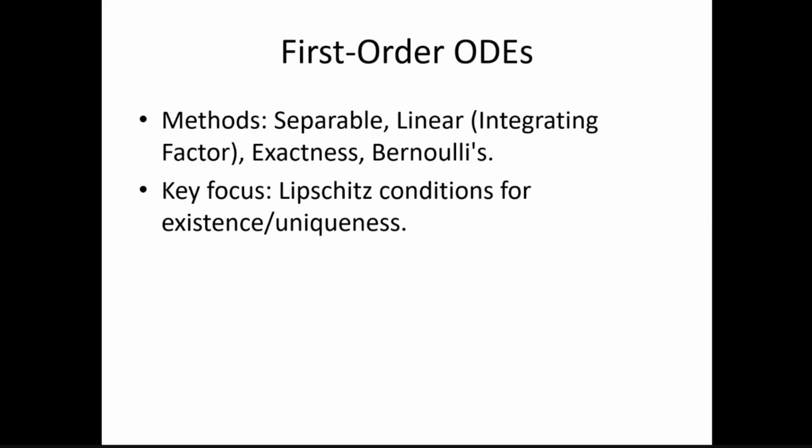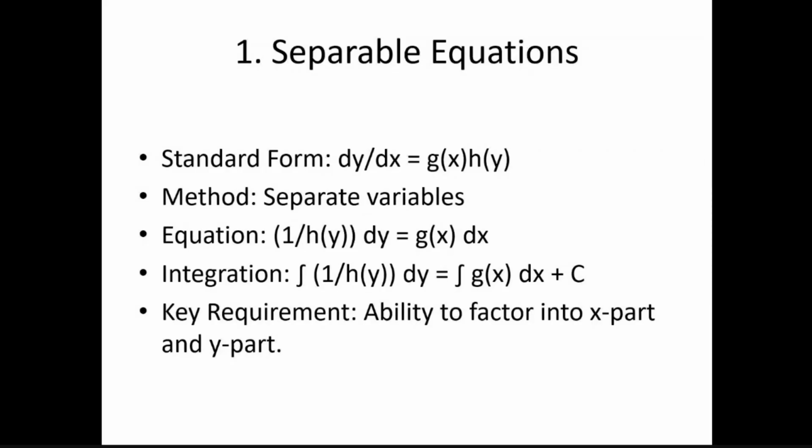So what are the methods? Separable, linear, exactness, Bernoulli's. Key focus would be on Lipschitz conditions for existence or uniqueness. So what are separable equations? The standard form is dy/dx equals g(x) h(y). We can see the right hand side consists of two functions, g and h. One is a function of x and the other is a function of y, and they can be clearly separated. So we can bring h(y) to the left hand side: 1/h(y) dy equals g(x) dx. Then we can integrate both sides, and just remember that on the right hand side there will be a constant c. So the key requirement is the ability to factor out the x part and the y part separately.